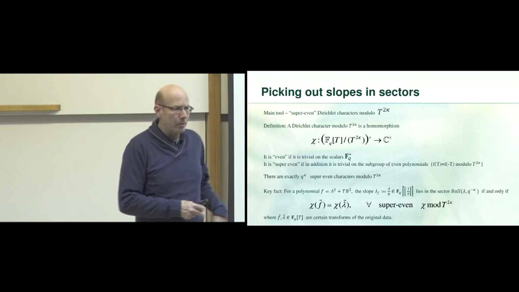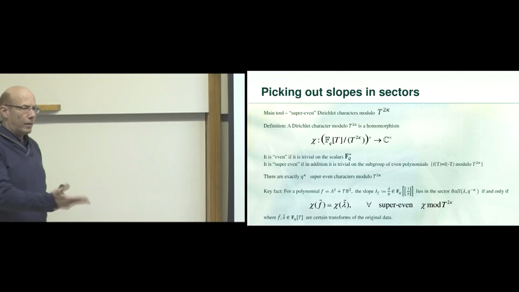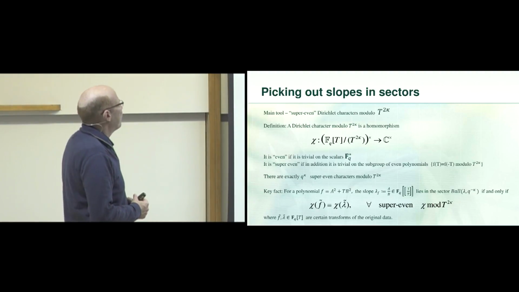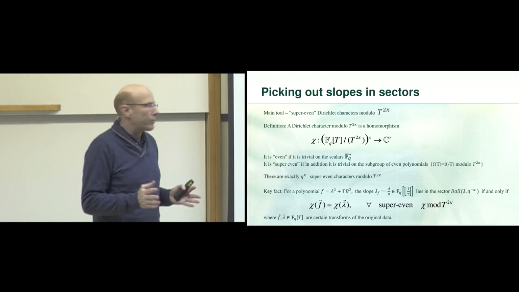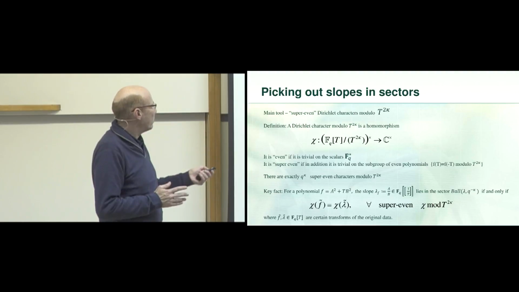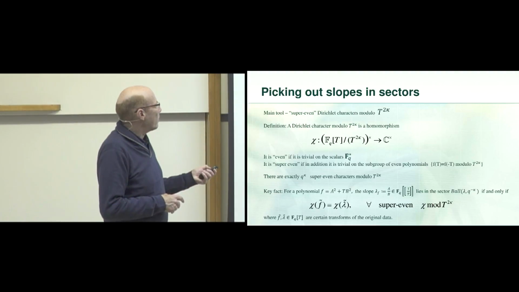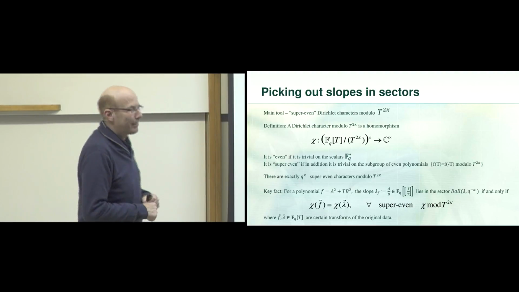Okay, so what's the tool? I have a few minutes, so I will dive into Will's lecture. The way we pick out slopes is to use a certain class of Dirichlet characters mod t to the correct power. I think in his lecture we'll call it this power d plus 1. I'll call it 2 kappa.